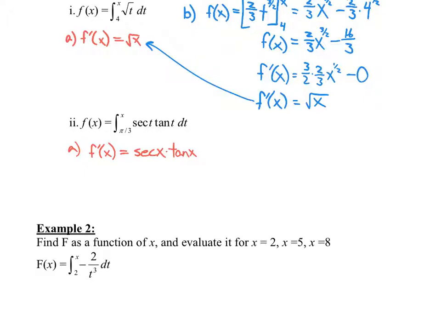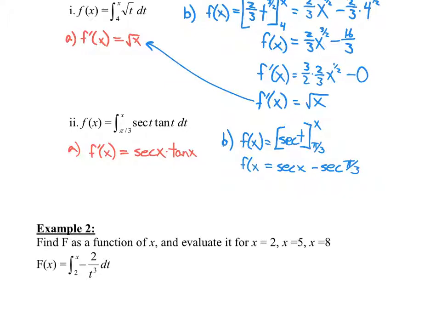Now, if we were to do this the longer way, what's the integral of secant t tangent t? It's secant. So that's secant of t evaluated from pi over 3 to x. Well, that is secant x minus secant of pi over 3.